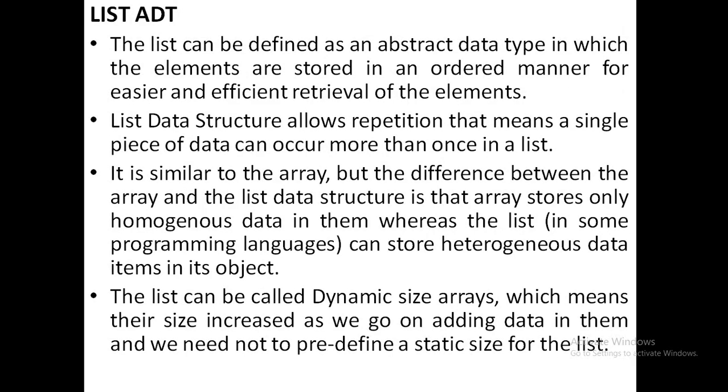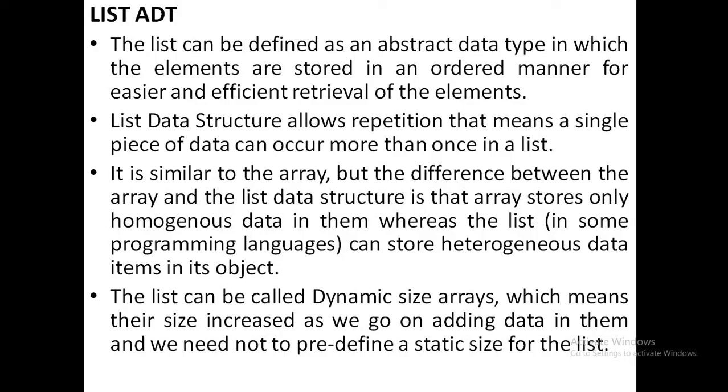List ADT. The list can be defined as an abstract data type in which the elements are stored in an ordered manner for easier as well as efficient retrieval of the elements. List data structures allow repetition. That means the data or a single piece of data can be stored more than once in the list.